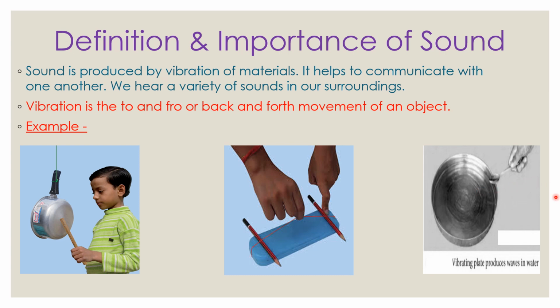In this picture, take a metal plate and pour water in it. Now we strike its edge with a spoon. We hear the sound and the dish is vibrating. Strike the dish or plate again. Can we see waves in the water? Yes, we can see waves at the surface of the water. Thus we can say sound is produced by vibration of materials.